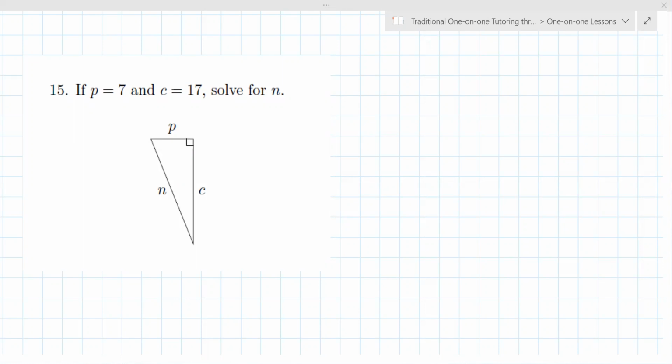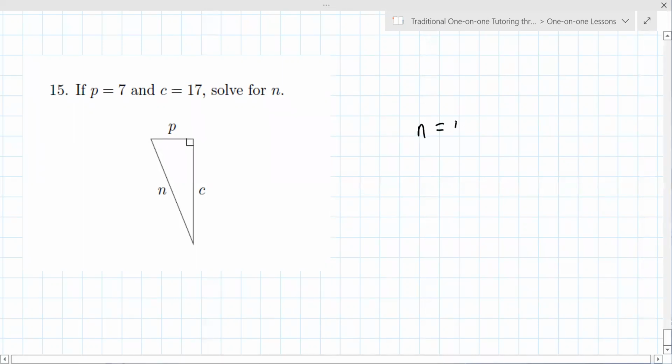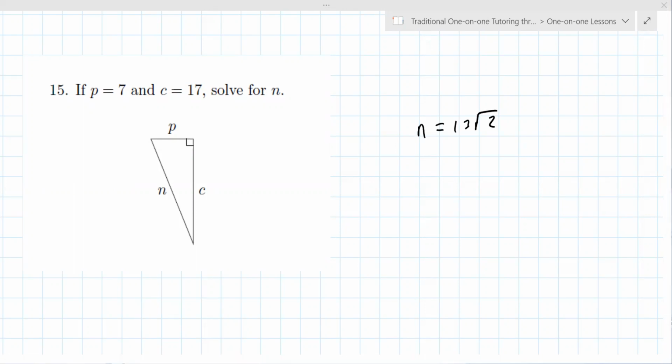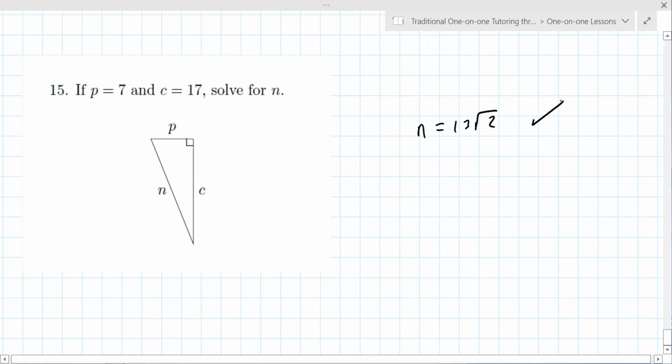All right, what do you got for me here? I got 13 square root 2. All right, and how confident are you in your answer? Not very. Oh, you should have more confidence. You did that one completely correct. Let's go.